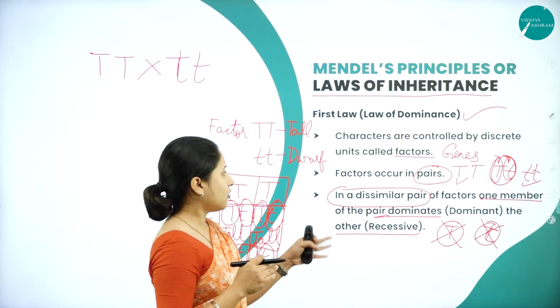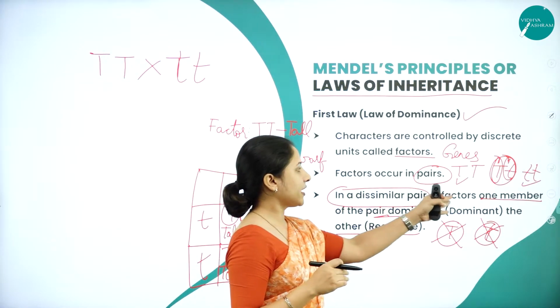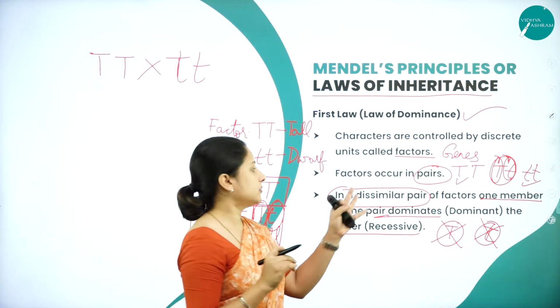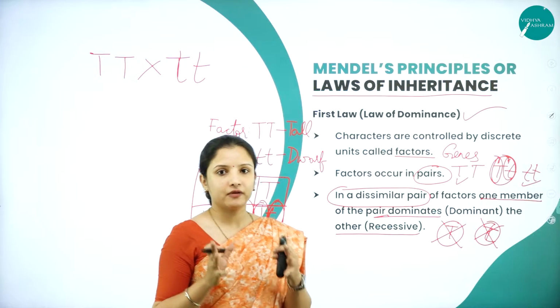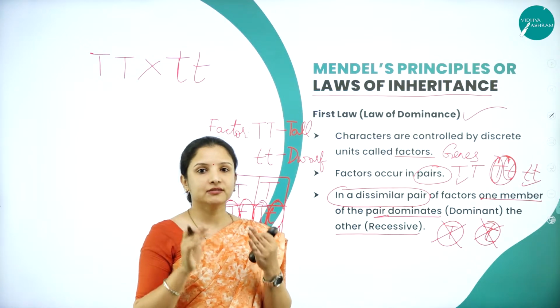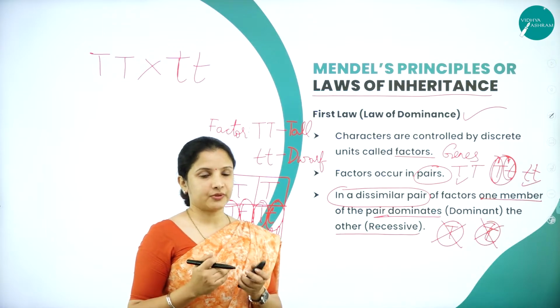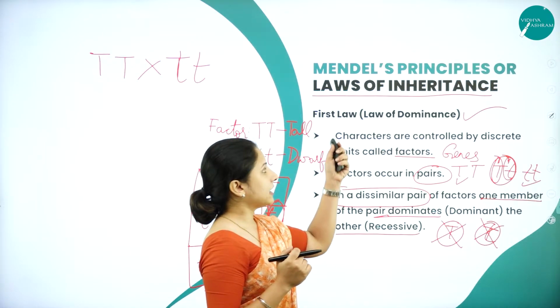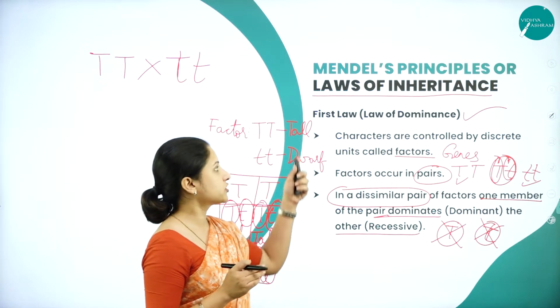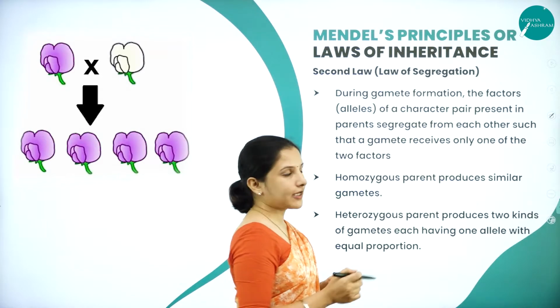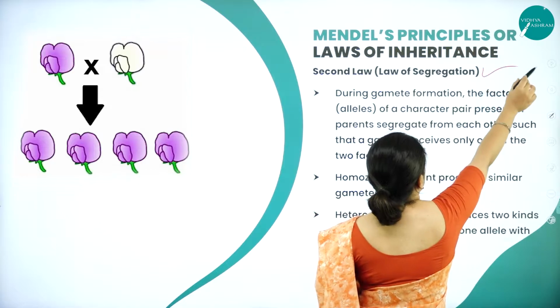So according to his law of dominance, in a dissimilar pair of factors, one factor will be dominant and the other factor will be recessive, and always the dominant will get expressed and the recessive will be suppressed. So that is what is meant in his first law of inheritance, which is called the law of dominance. Next, moving on to the second law, that is called the law of segregation.